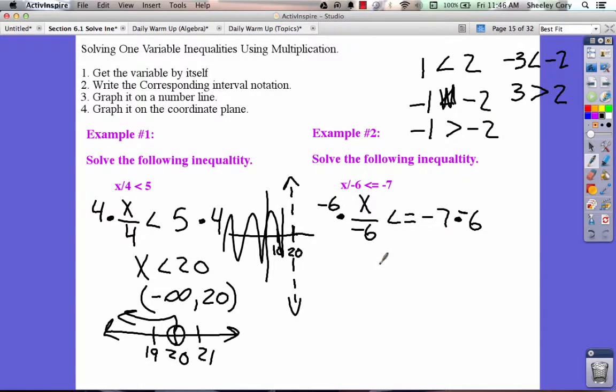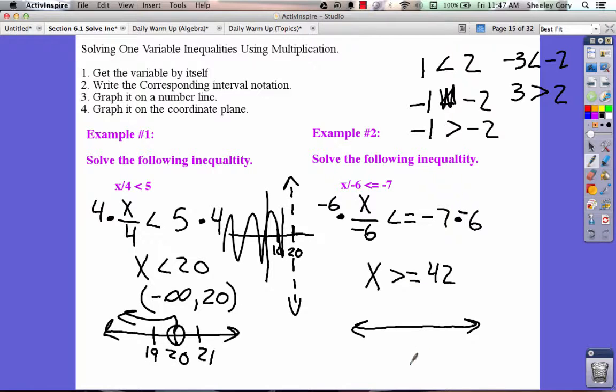This cancels and we're left with an x, but the sign flips. So it's now greater than or equal to negative 7 times negative 6, which is 42. So the sign flips, less than or equal flips to greater than or equal to. That's the only difference between equations and inequalities. Now we're going to go ahead and draw the number line and do the interval.